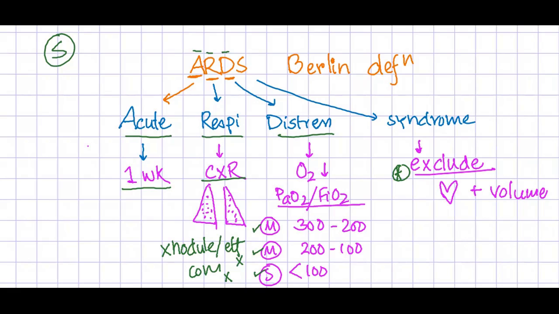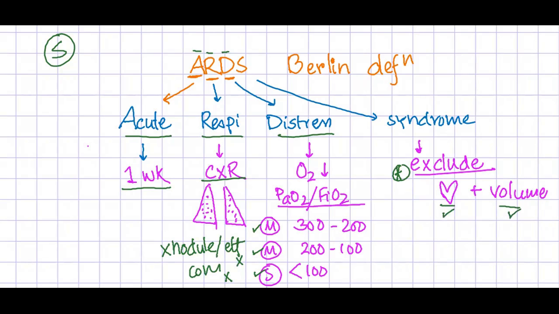And in this syndrome, as this is a respiratory syndrome, there should not be any cardiac cause of the pulmonary infiltrate, or any volume overload, which can also cause pulmonary edema or pulmonary infiltrate. So you must exclude the cardiac causes and must exclude any volume overload.